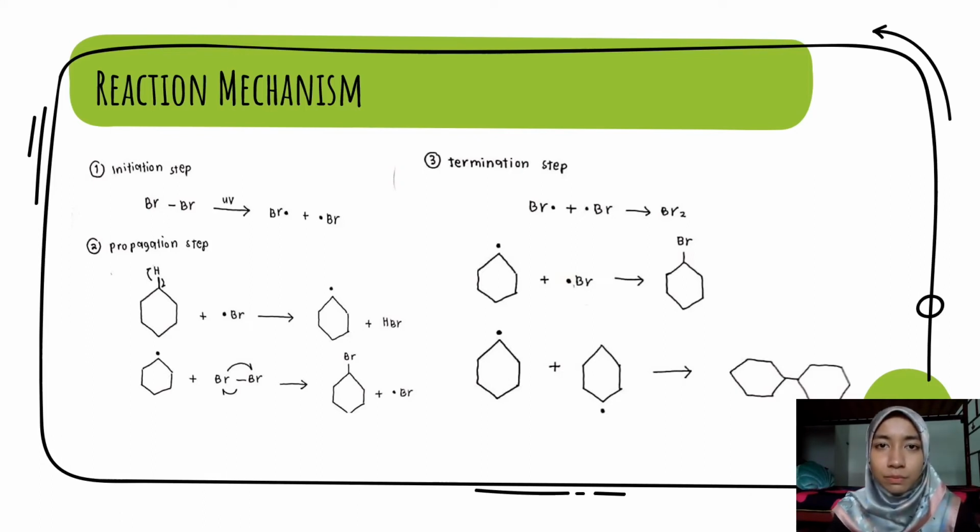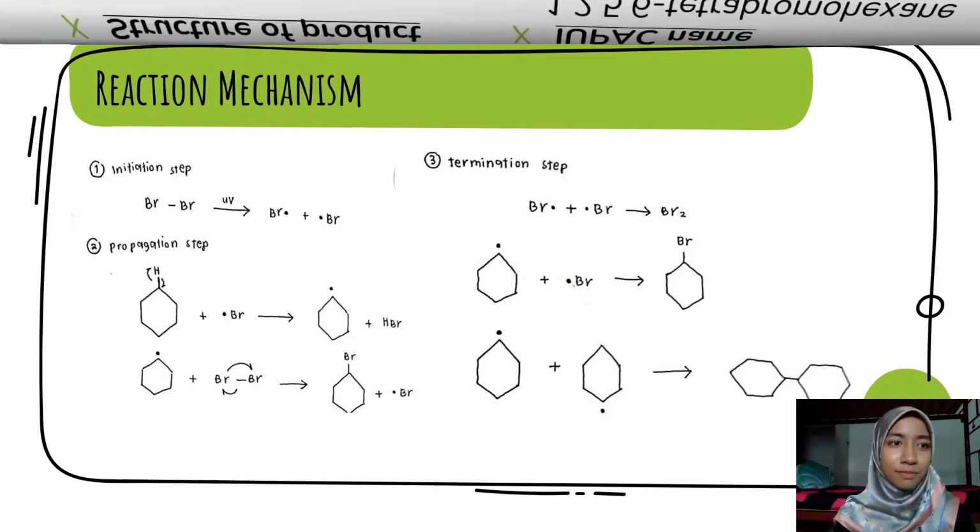And the last step, which is termination, is the step to stop the production of the radical. Both of the bromine radicals will react to produce Br2. And then the cyclohexane free radical will react with the bromine free radical to produce bromocyclohexane. And the last one is cyclohexane free radical will react with another cyclohexane free radical to produce bicyclohexane.